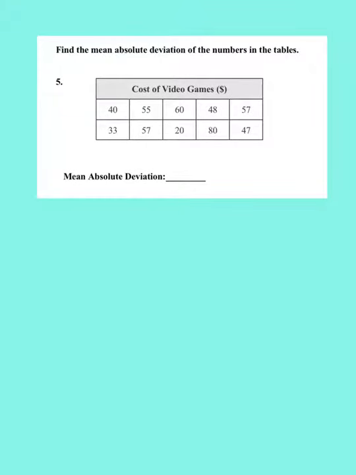All right, here's the video for number 5. We have to find the mean absolute deviation of these numbers on the table, which says cost of video games. So remember, mean absolute deviation gives us 3 steps. We find the mean, we subtract, and then we find the mean of those numbers. So let's start by finding the mean.